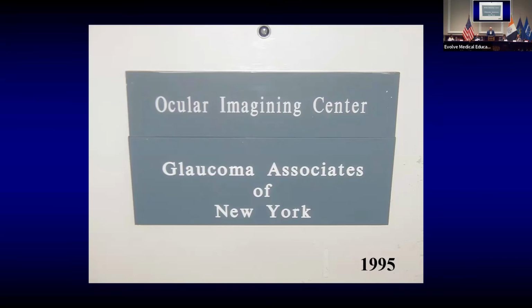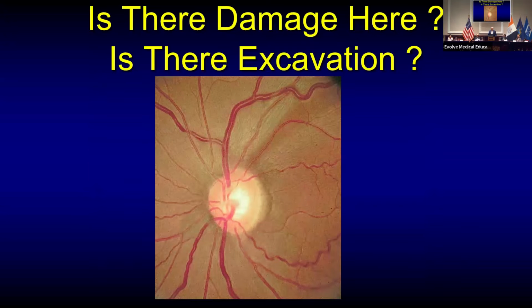How do we use them? Well, we can predict progression. We can stage the severity of glaucoma. We can diagnose glaucoma at the earliest stages. And of course, we can monitor progression. And here is an example in which we needed some objective technologies that were reliable and reproducible to help see glaucoma at its earliest stage.